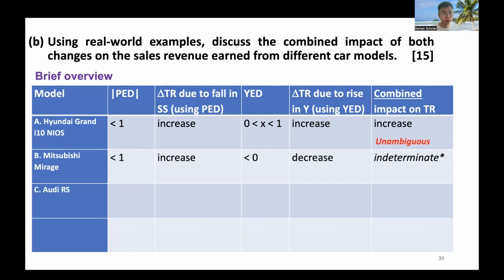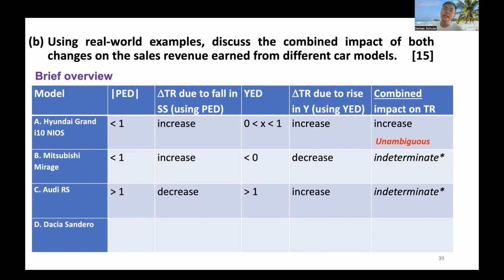Model C, Audi RS: PED is greater than 1 in magnitude. We justified that also in the first 2 parts of the video, so please check them out if you're still not sure. Total revenue would decrease as a result. It's a luxury good, which means YED is greater than 1, and total revenue as a result of a rise in income would increase. The combined impact, again, is indeterminate.